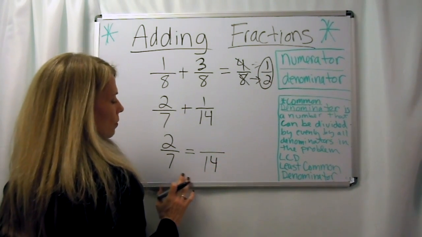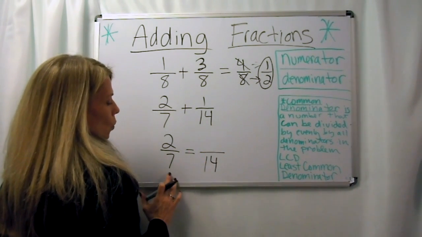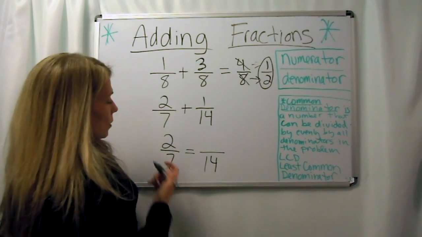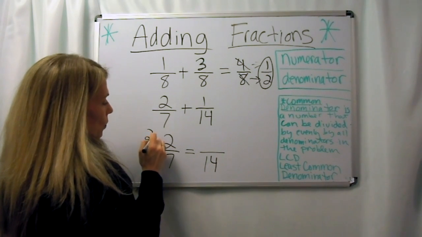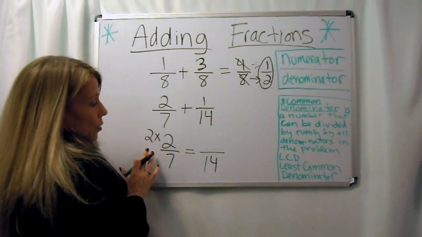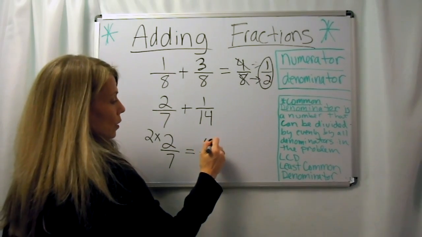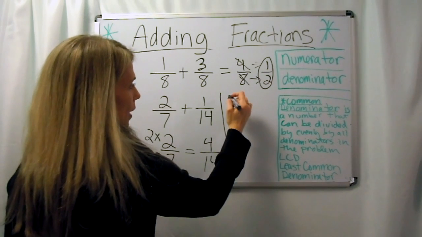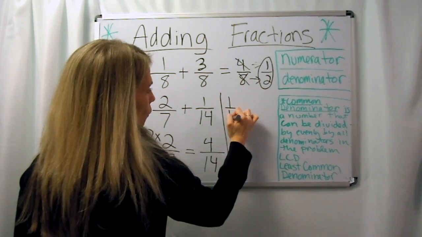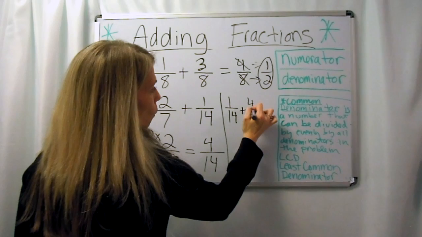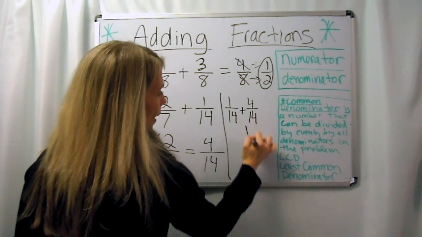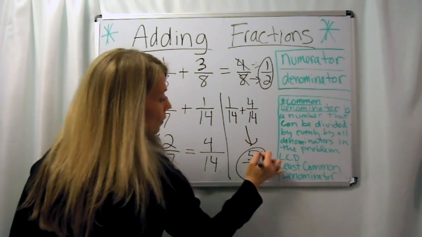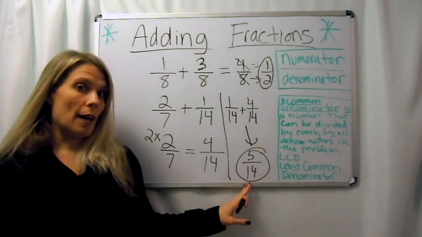how many 14ths? So in order to do this, we say, okay, 7 goes into 14 how many times? 2 times. So what we do is we take that 2 and we multiply our numerator by that 2. So 2 times 2 gives us 4. Okay, so now I'll put up the new problem over here, which is 1/14 plus 4/14. And that gives us 5/14. And that will be our final answer because we can't reduce that anymore.